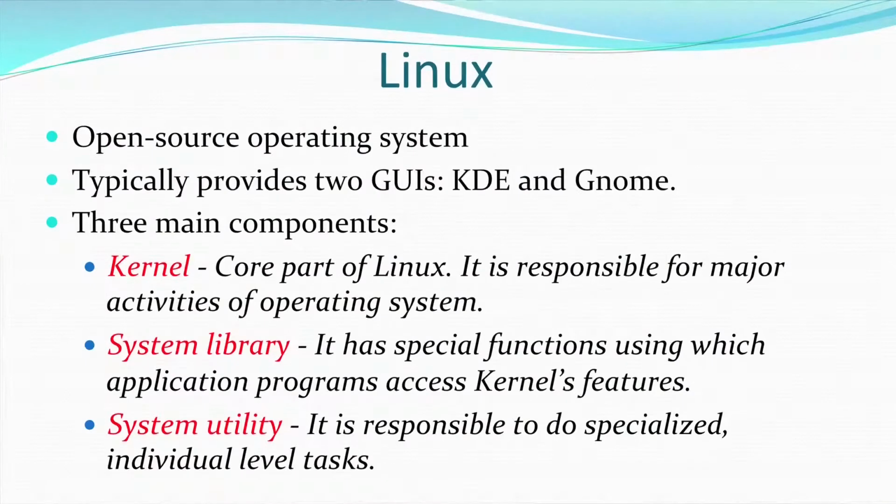And talking about the third component of Linux, the system utility, this particular component is responsible for performing specialized tasks that are to be performed by the operating system. So, these are the three main components of the Linux operating system.